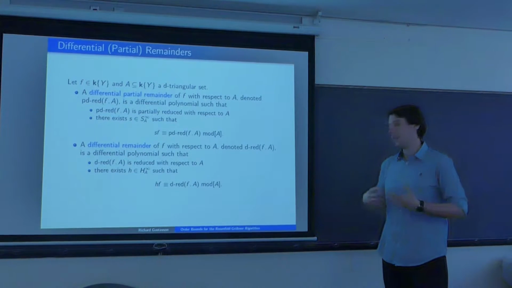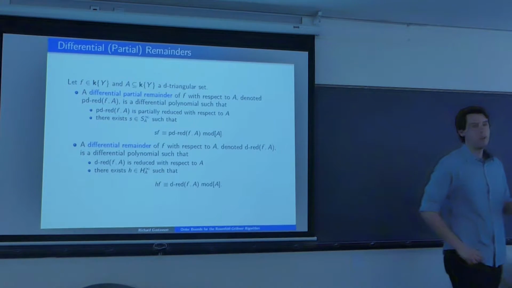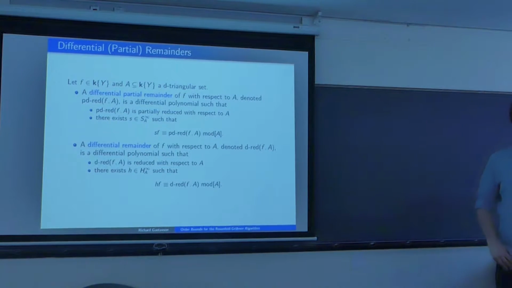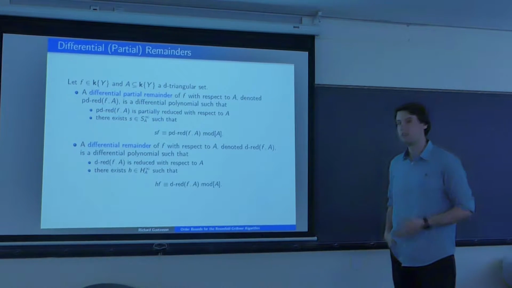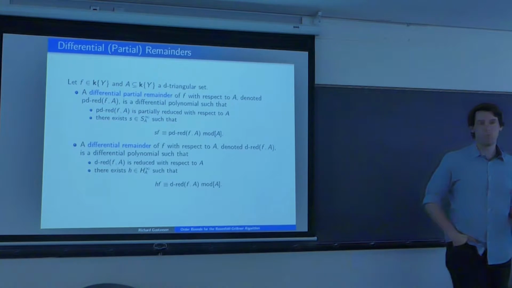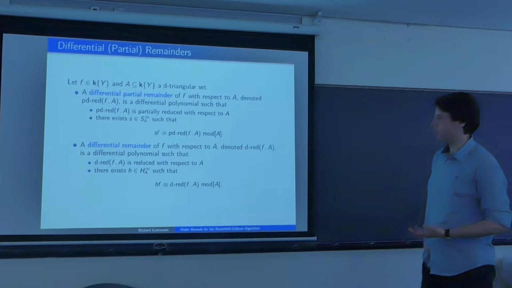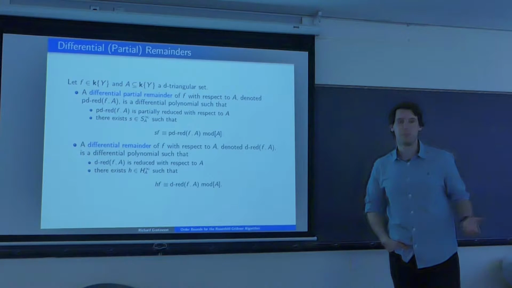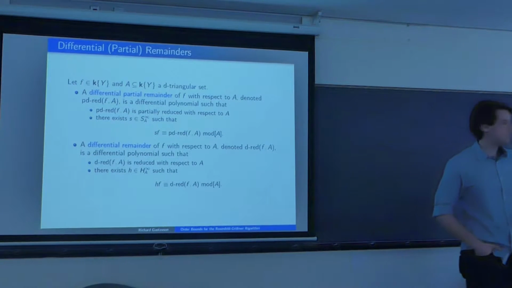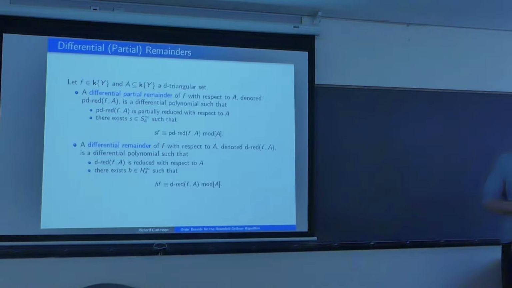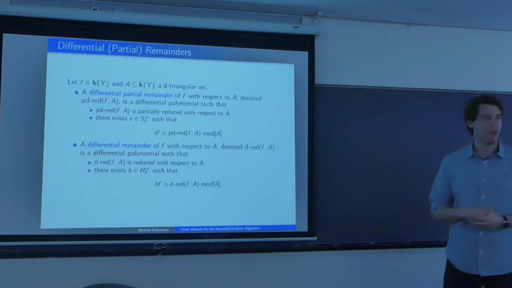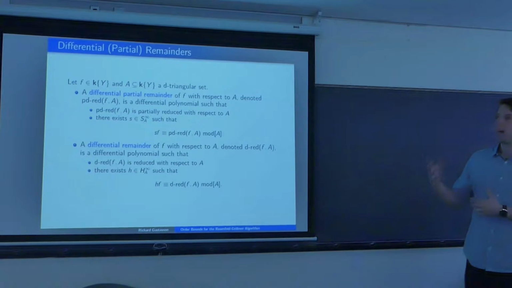A lot of these algorithms have the property that the rank of the differential partial remainder and the rank of the differential remainder will be less than or equal to the rank of f. That's a very nice property, because since we're dealing with orderly rankings, the order of the differential partial remainder and the order of the differential remainder will also be less than or equal to the order of f. That's going to play a part in the Rosenfeld-Gröbner algorithm, which really uses these differential partial remainders and differential remainders.